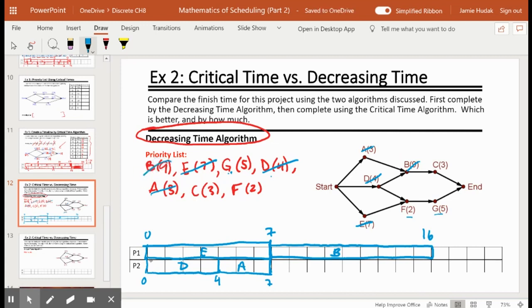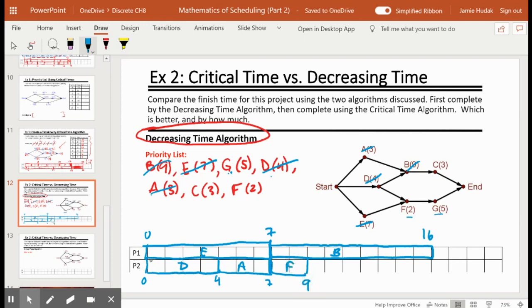Next in our list is G. G is still waiting on F, so we skip it. After that, the next available task is C. C cannot begin until B is finished. So B doesn't finish till the 16th unit of time. We're looking for something to hand to worker 2 at the 7th unit of time. So we go on to F. F is 2 units. That brings us to 9th.